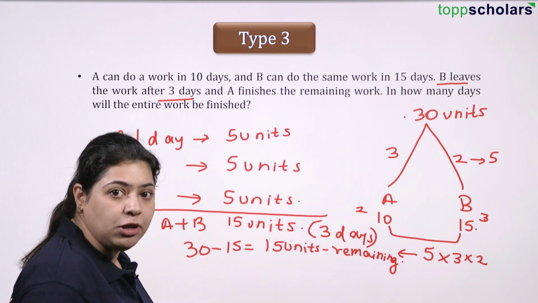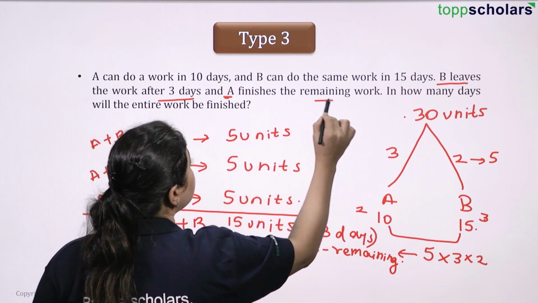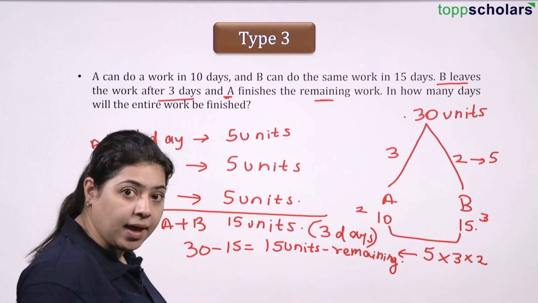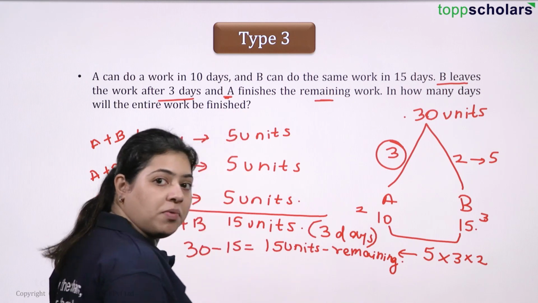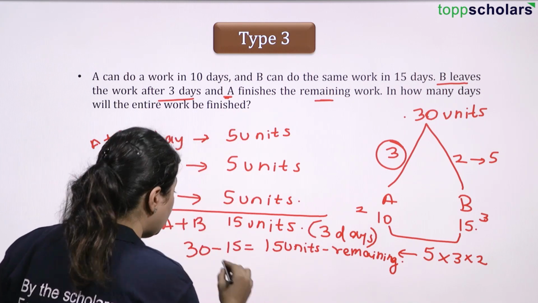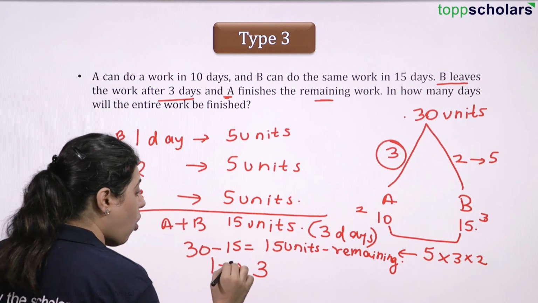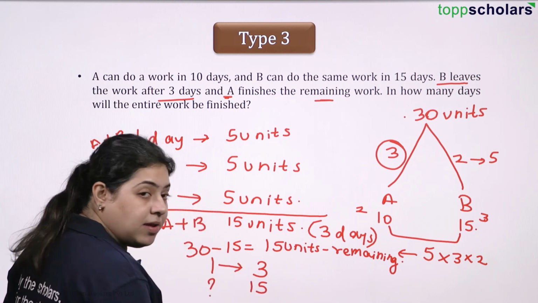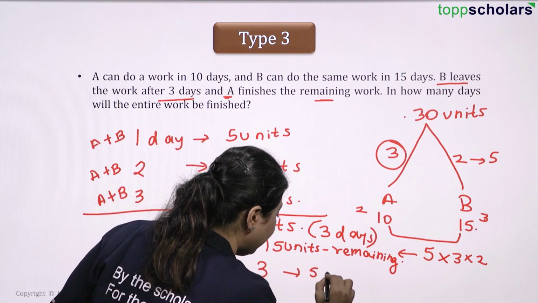Given that 15 units are remaining, A finishes the remaining work. Means 15 units are to be completed by A. In one day, A can complete 3 units, as we have calculated. So if in one day he can do 3 units, for 15 units, how many days will it take? It will be nothing but 15 divided by 3, which means 5 days.